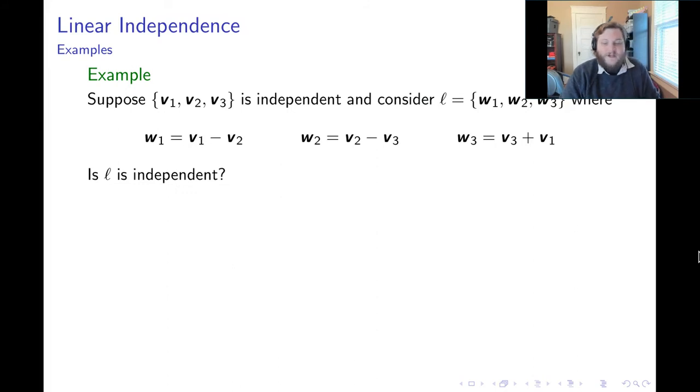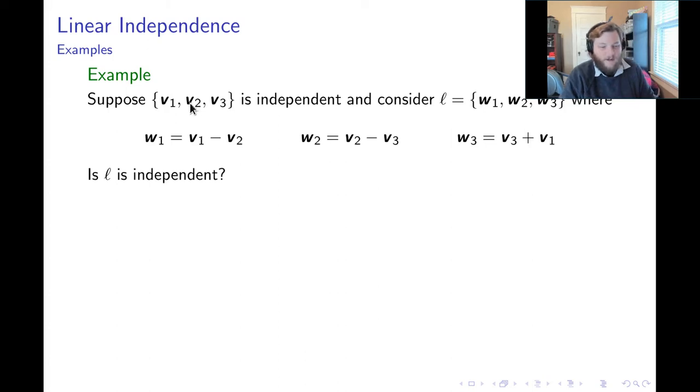Here's another example. This one is more theoretical and less numerical. So here, what we're told is that we're starting with a list that is linearly independent, v1, v2, and v3. And what we're doing now is we're constructing a new list using the information we're given. The new list is w1, w2, w3, where w1 is v1 minus v2.